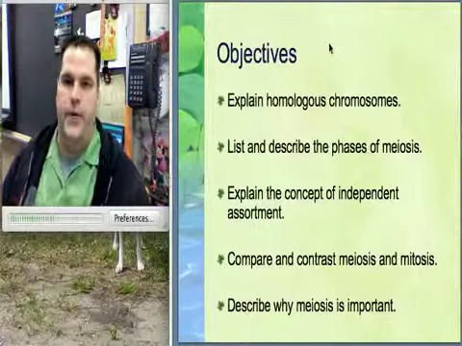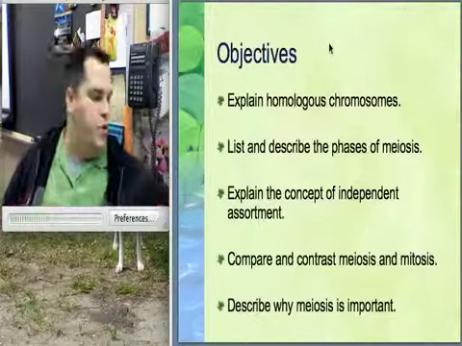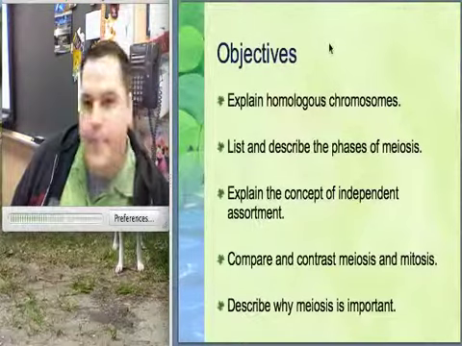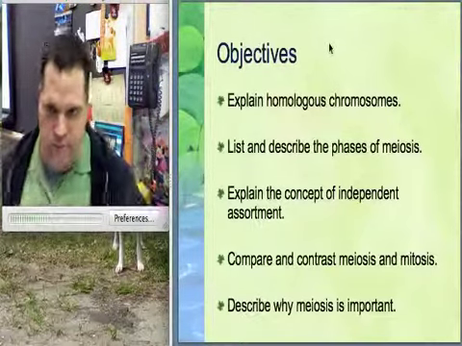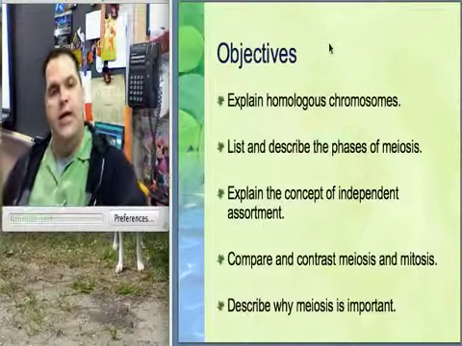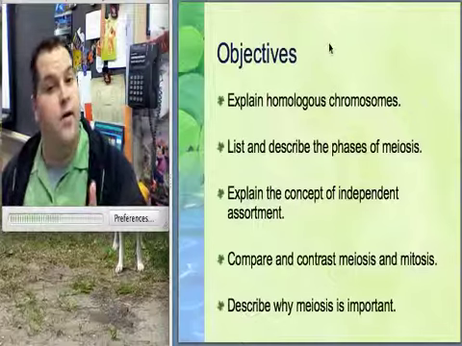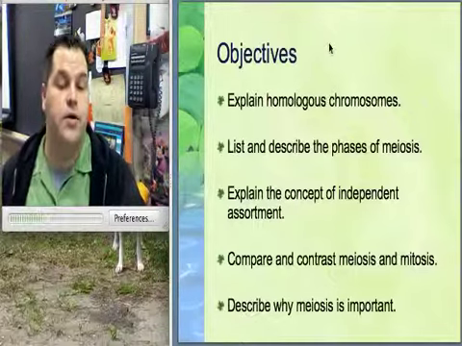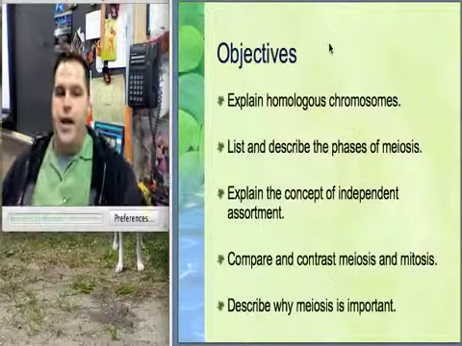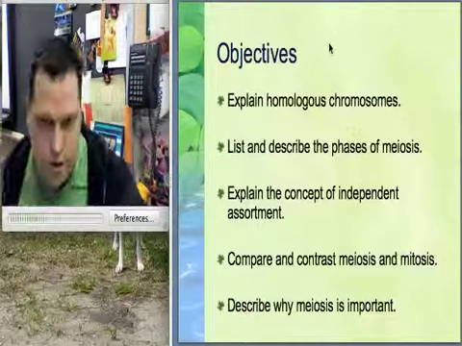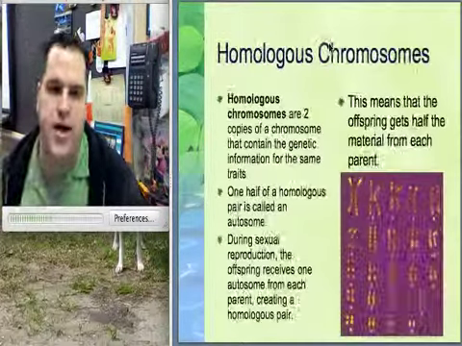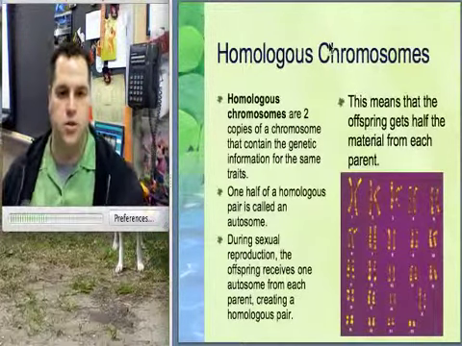Today we are wrapping up our unit on cellular reproduction by talking about meiosis. Now, we've talked about mitosis already, so we're going to take a couple of minutes to go over meiosis. We're going to talk about how meiosis and mitosis are similar, yet different, and we're going to talk about its importance. So let's go ahead and get started by understanding the concept of homologous chromosomes.